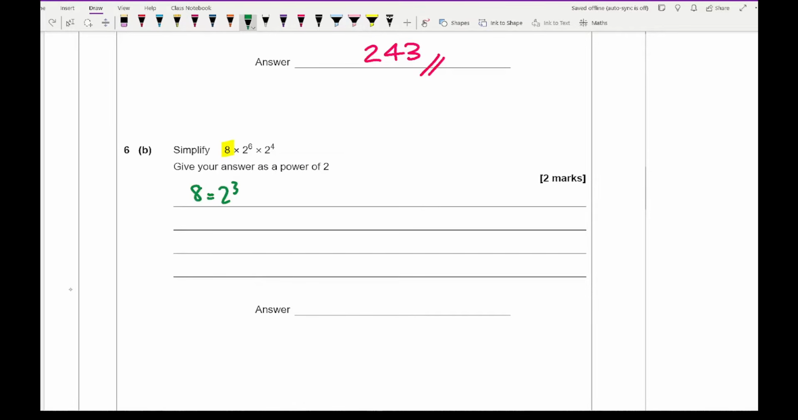So then if I swap the 8 with 2 to the power of 3, I get 2 to the power of 3 times 2 to the power of 6 times 2 to the power of 4. And then when I'm multiplying, I add the powers. So 3 plus 6 is 9, plus 4 is 13. So the answer then is going to be 2 to the power of 13.